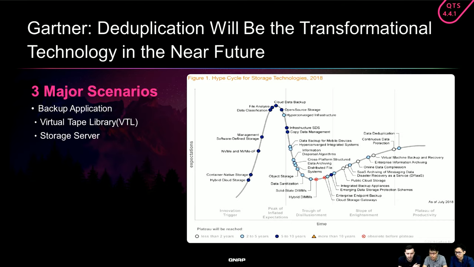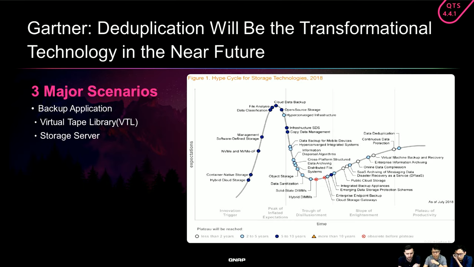The final point. Yes. So it means this technique is highly accepted by the market, and Gartner estimates that in the near future, in 2 to 5 years, this technology will be highly accepted in common products. At this time, HBS 3 already supports data deduplication called QDDP. Because we are a leading company, we want to give users some innovative technology to try. We know that data deduplication is most suitable for three major scenarios, including backup applications, the virtual tape library, VTL, and also storage servers.